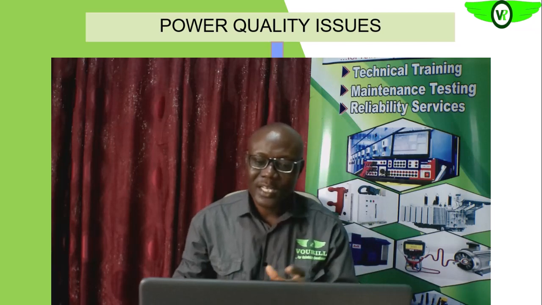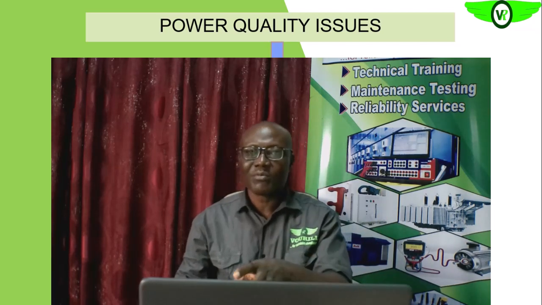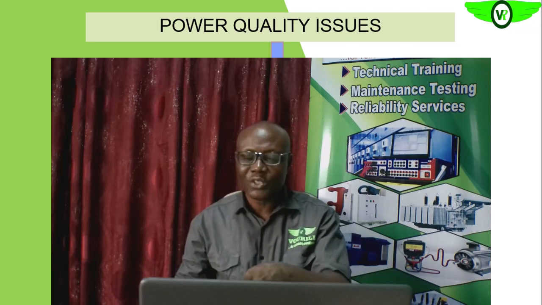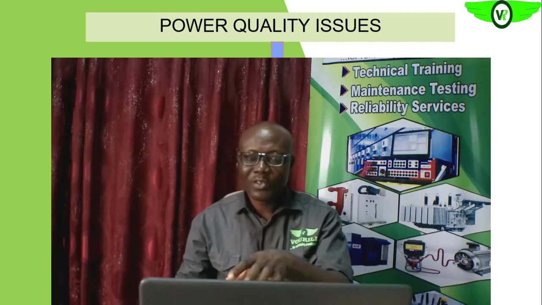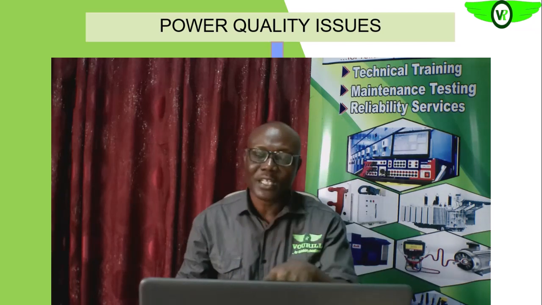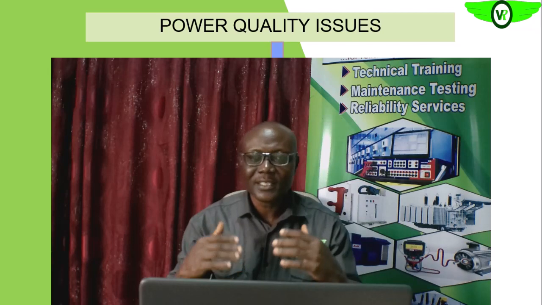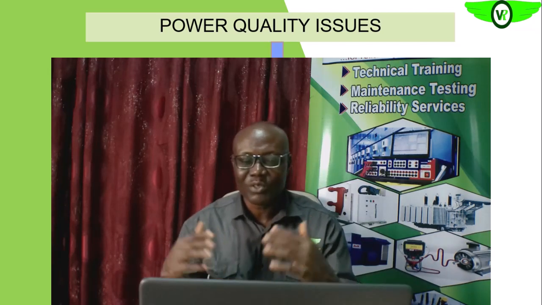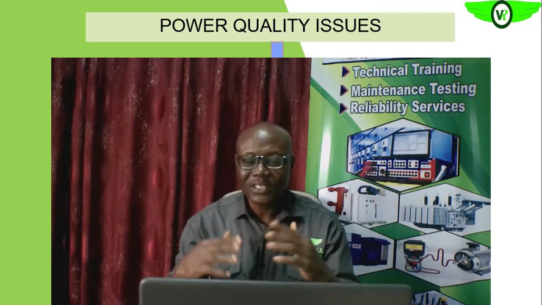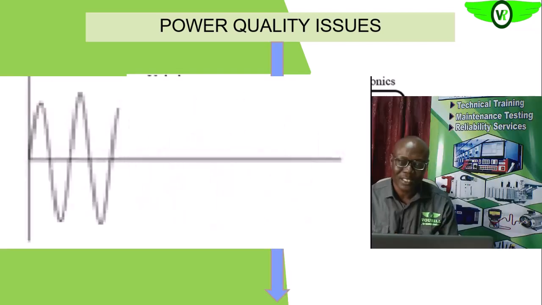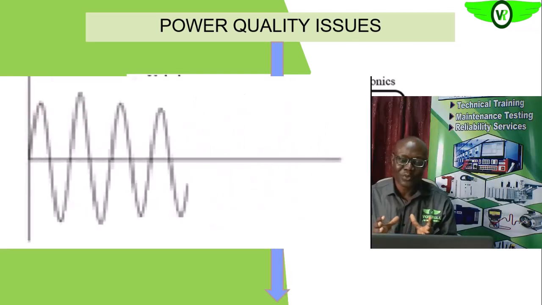So there are some of the power quality issues or signal abnormalities that we need to guard or protect our system against. Then we have flickers, that is, the voltage is fluctuating randomly or irregularly. Are we getting it? It's like when it flickers, you notice it in bulbs.